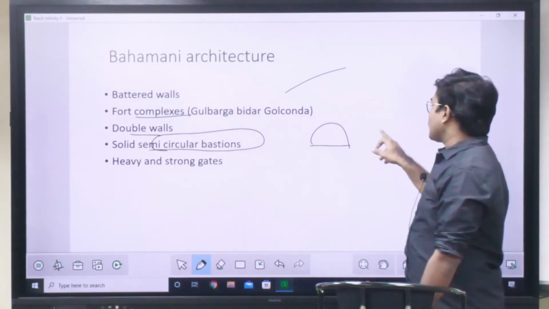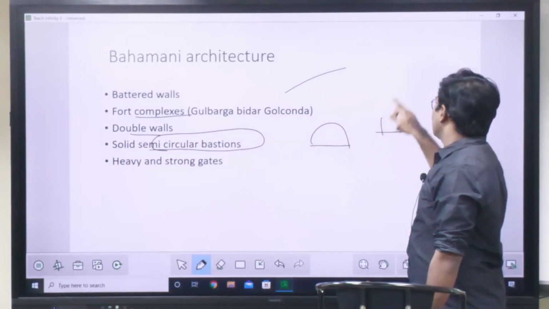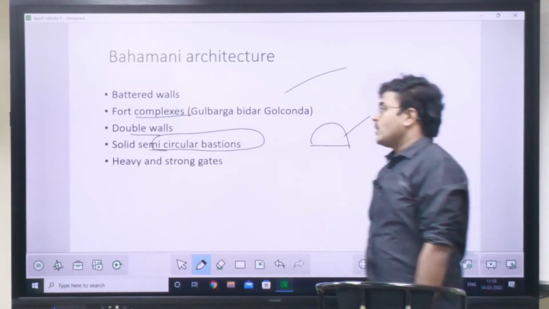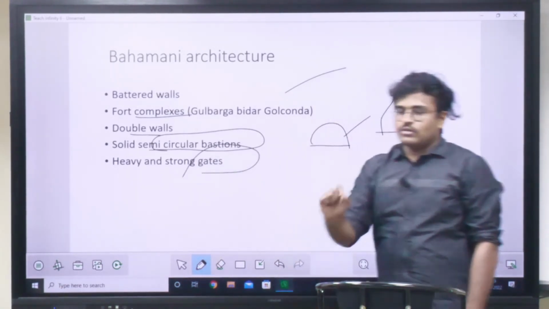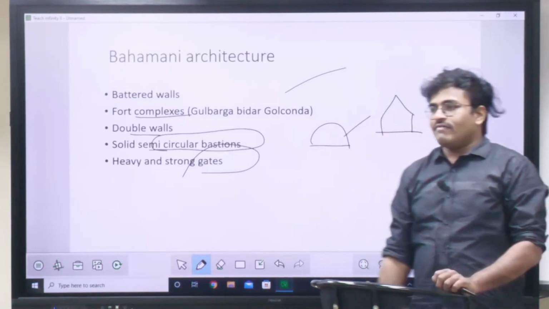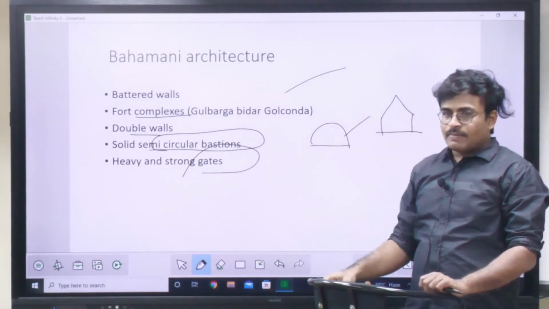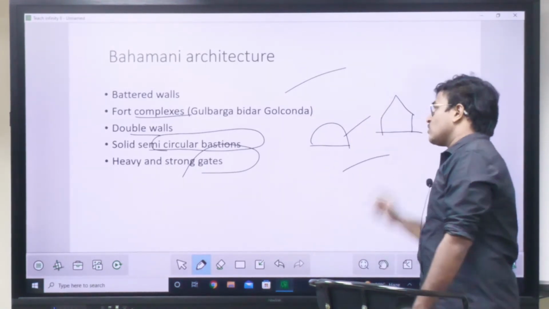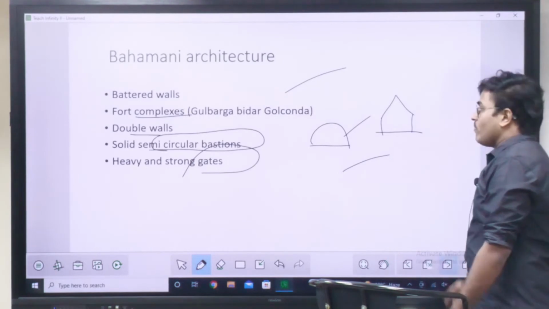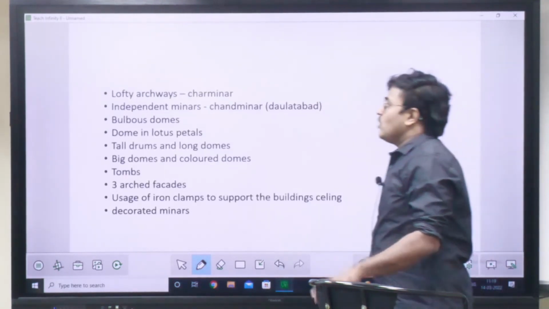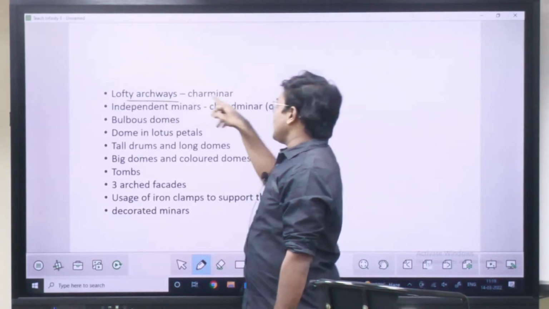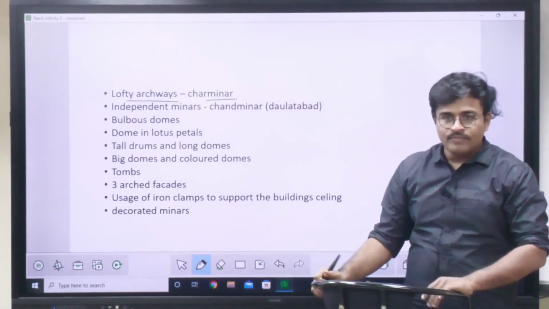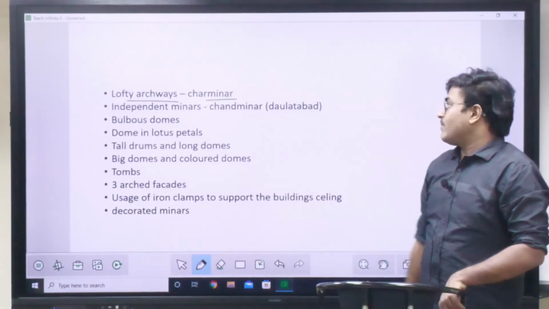Okay, so bastions can be constructed in two fashions. One is this, one is this. Semicircular bastions they constructed, and heavy and strong gateways. If you remember, in Vijayanagara architecture also I talked about these gateways, which had this dome and arch structure. Similar to that, here also there are heavy and strong gates, battered walls, fort complexes, and they also constructed many lofty archways like Charminar. That also comes under Bahmani architecture because the successor states are also Bahmani. Yes or no? Charminar is the best example.